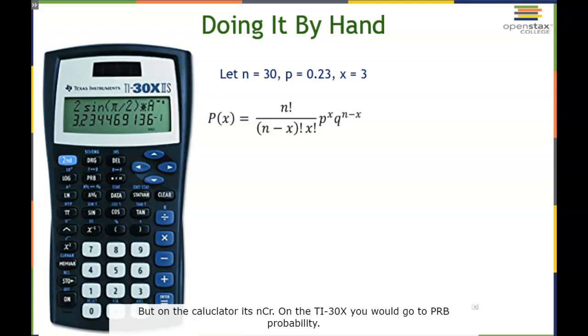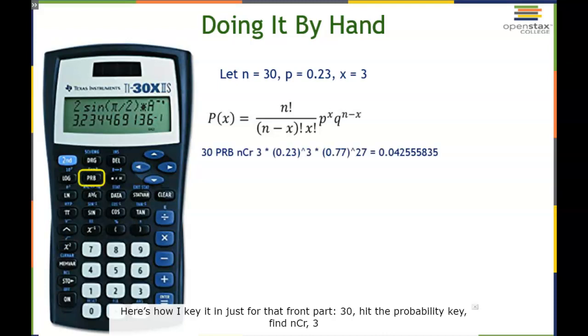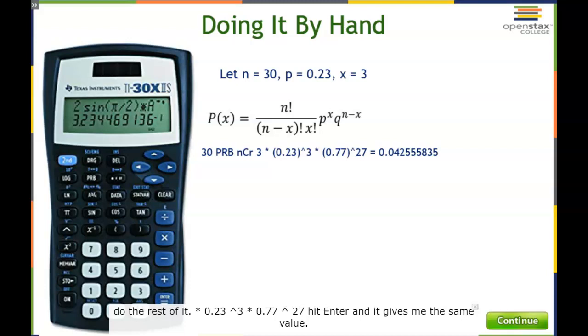On the TI-30, you would go to probability. Here's how I would key it in just for that front part. 30, hit the probability key, find nCr, then hit 3. And then do the rest of it. 0.23 cubed times 0.77 to the 27th. Hit enter, and it gives me the same value.